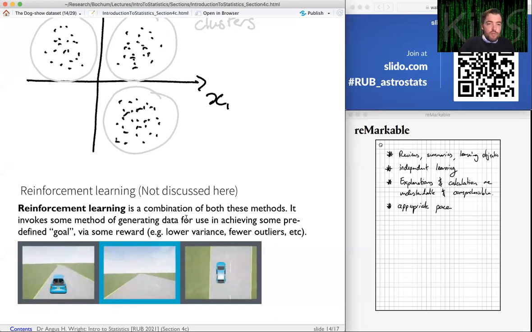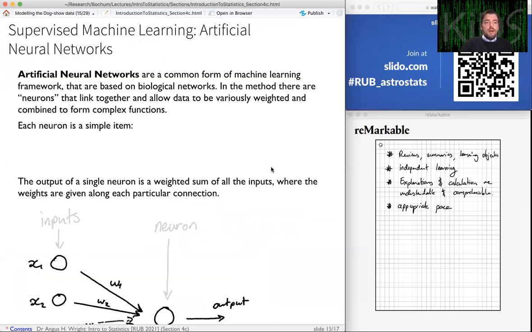Okay, so that's reinforcement learning. Let's talk about supervised machine learning for a minute. Supervised machine learning is most well known for what are called artificial neural networks, ANN.